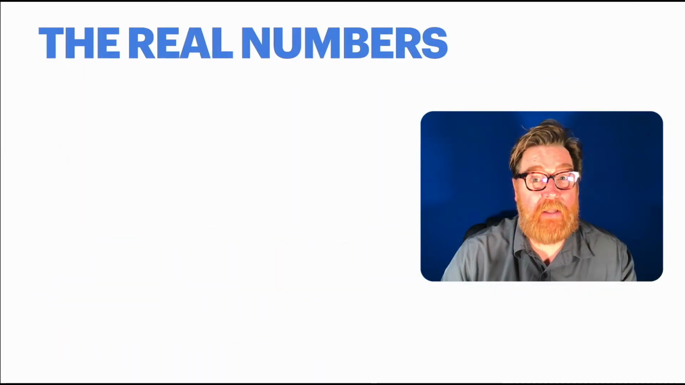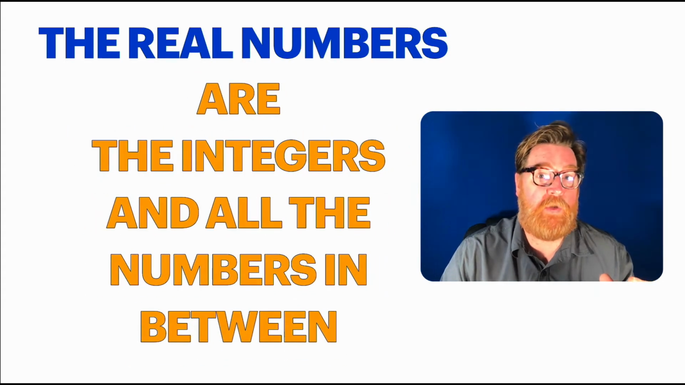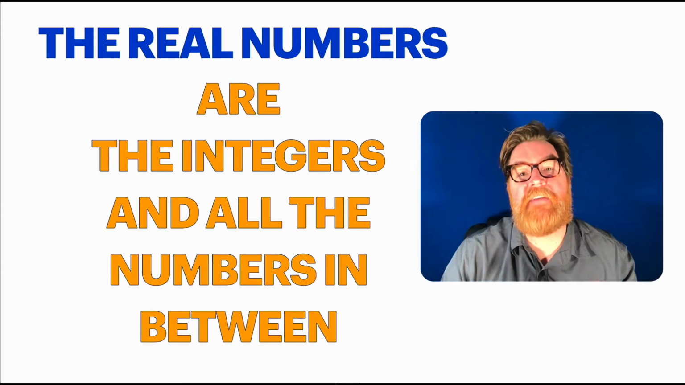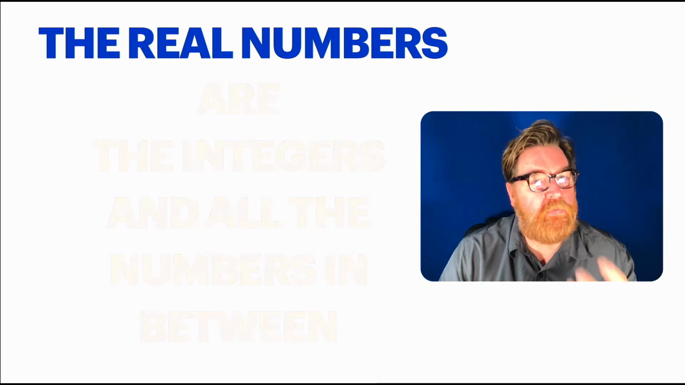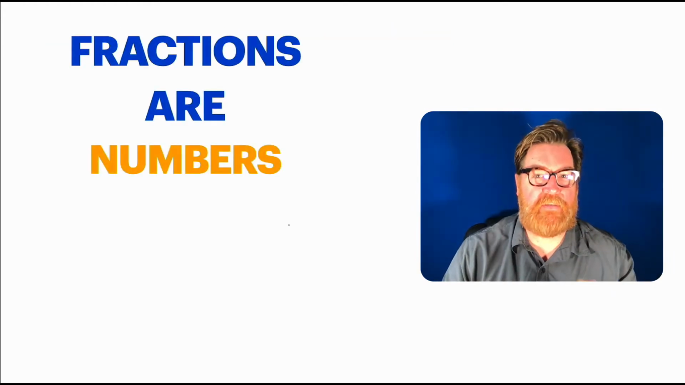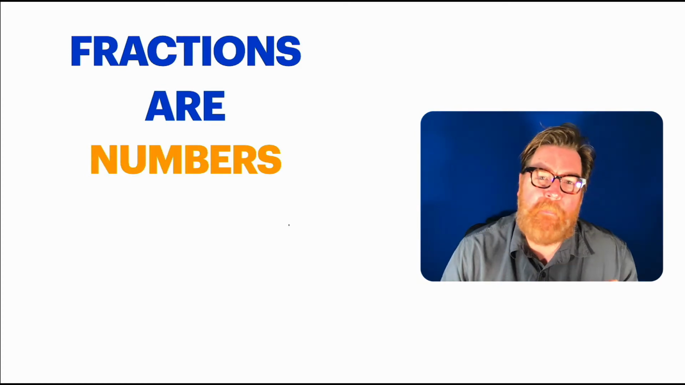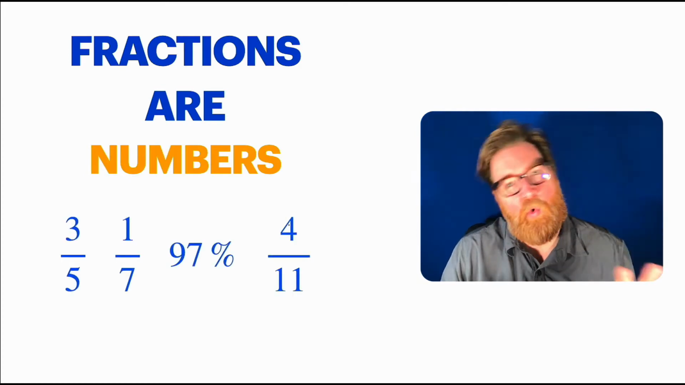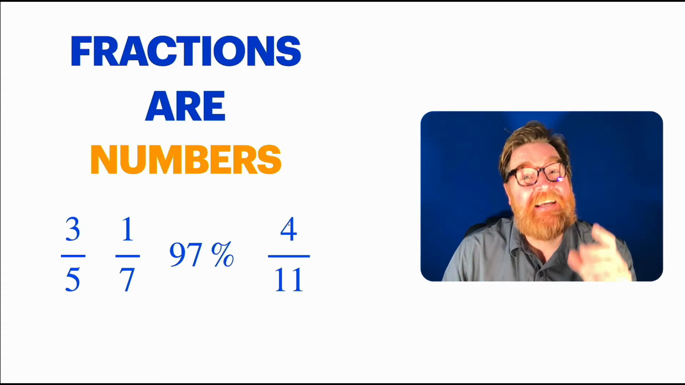As you know well at this point, the real numbers are the integers and all the numbers in between. So we've really been diving into those numbers in between, and we started with a really important set of numbers, the fractions. Fractions are numbers, and they're the guys that live in between the integers. Remember, they're just numbers like 3/5, 1/7, 97%, 4/11, etc.